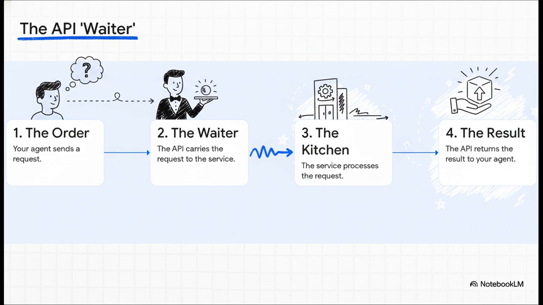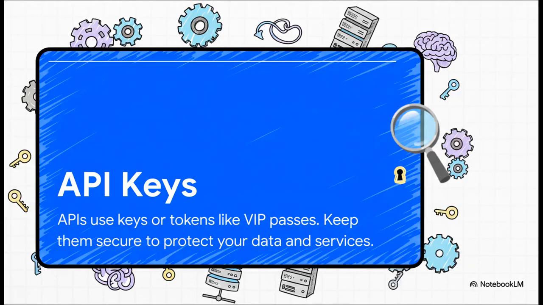Simple as that. Now, to place that order, you need a special key. An API key is basically like a VIP pass. It proves that you have permission to use the service. And just like a real VIP pass, you have to keep it secret and super secure. Seriously, never ever expose your API keys in public code.